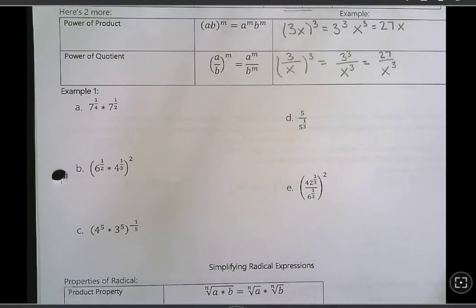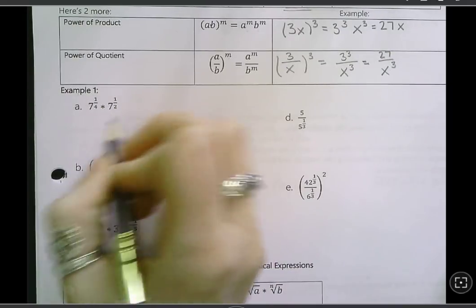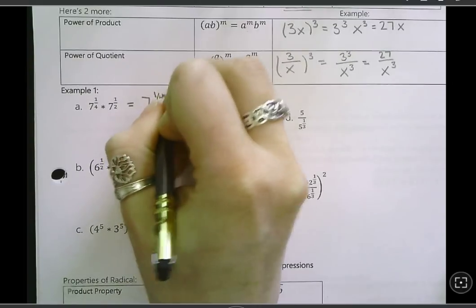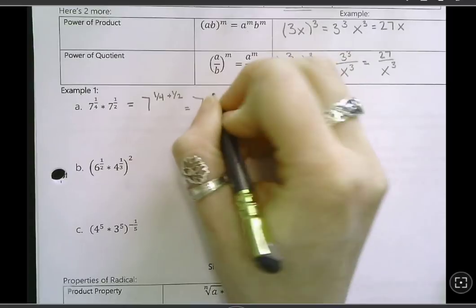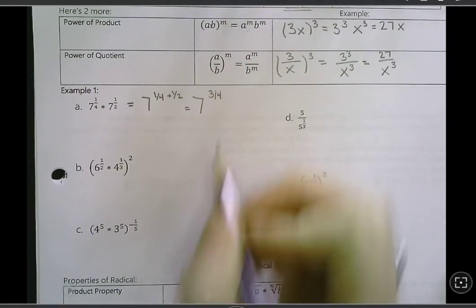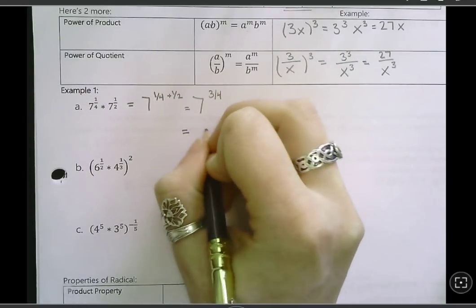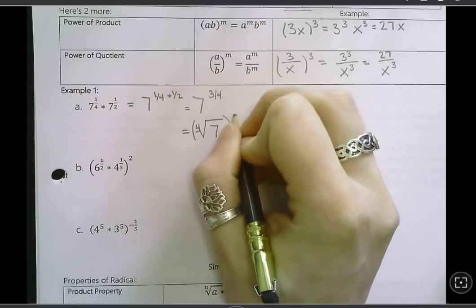Okay, so for example 1 here, what we're going to do is we have this 7 to the 1/4 times a 7 to the 1/2. This is our product of powers. We're adding them together, so we should have a 7 to the 1/4 plus 1/2. That gives us 7 to the 3/4 power. Well, we can rewrite this one last time. That's what we learned in lesson 6.1. So this is really the 4th root of 7 cubed.